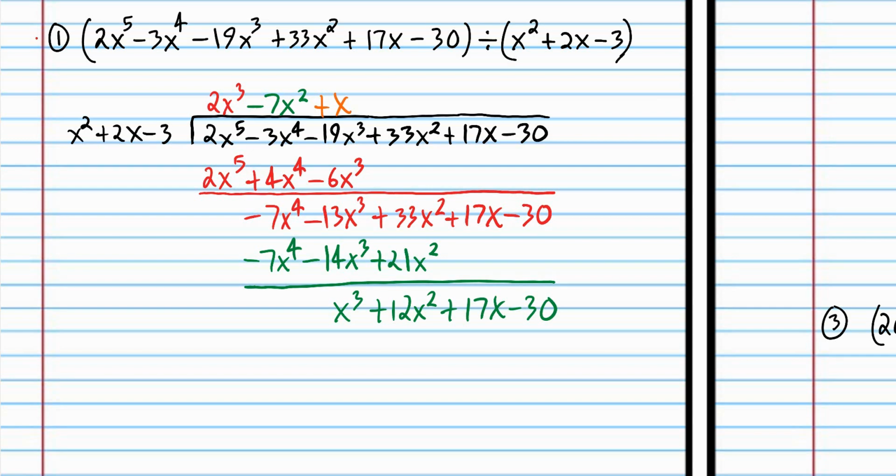Now, the second step is to multiply that term by the divisor. Again, it's the same thing over and over and over again, the same 3 steps. This may look complicated, but it's really not. You're just doing the same 3 steps over and over again. So x times x squared is x cubed, and it should be x cubed because that's what we want. We want these to be the same. And x times 2x is 2x squared. And x times negative 3 is negative 3x.